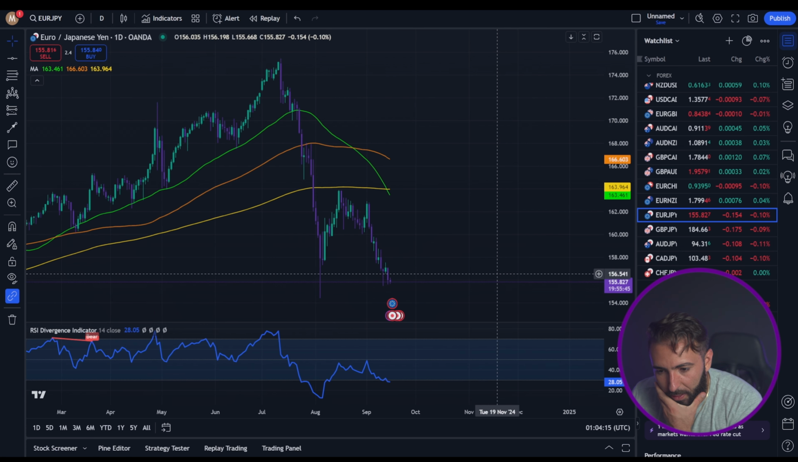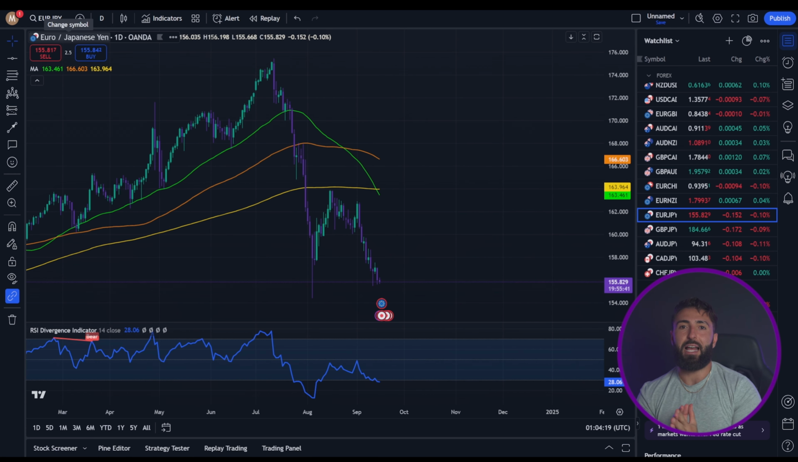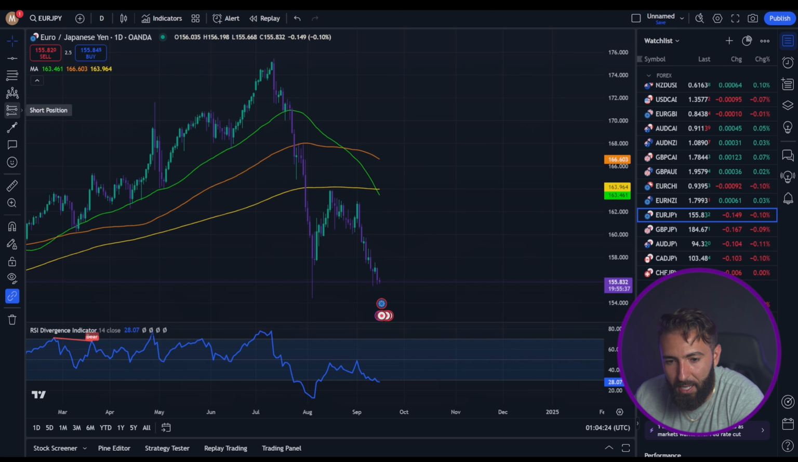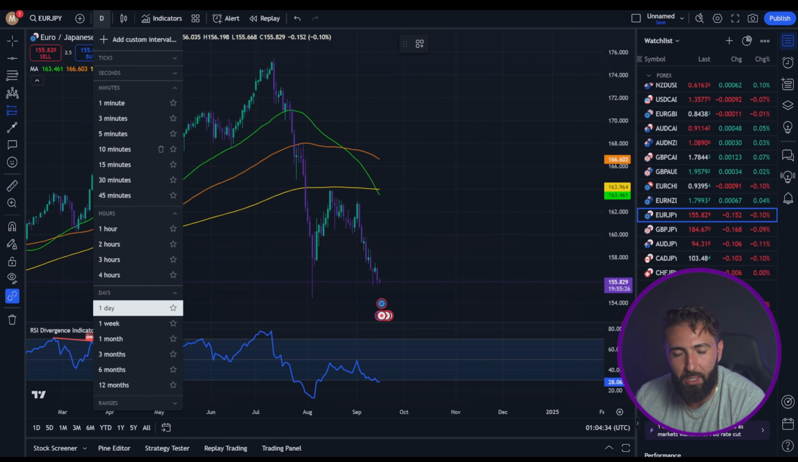EJ. Okay, so EJ is an interesting one. I actually was looking at this last week, and I thought that there could have been a potential long playing out. Keep in mind, this long that I saw that was playing out is definitely a low probability setup, which is why I did not take it. But let me show you the mind frame behind why I saw this long.